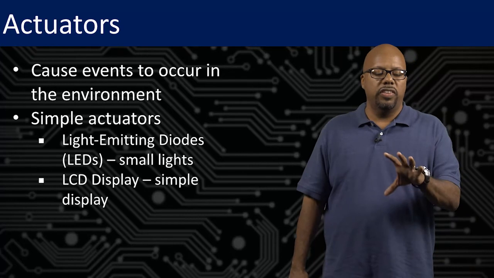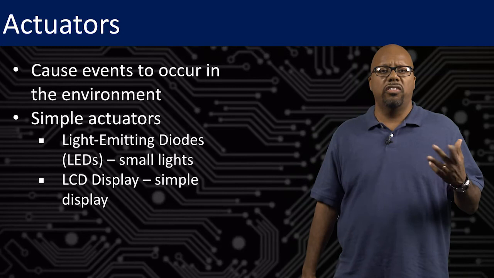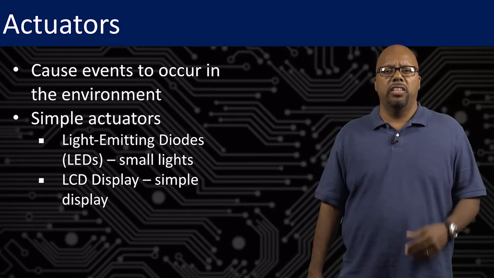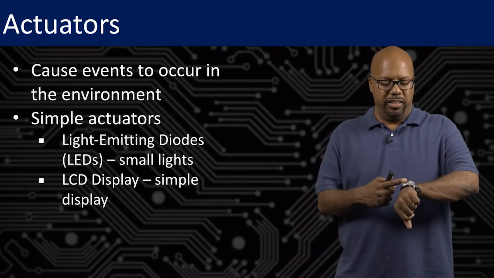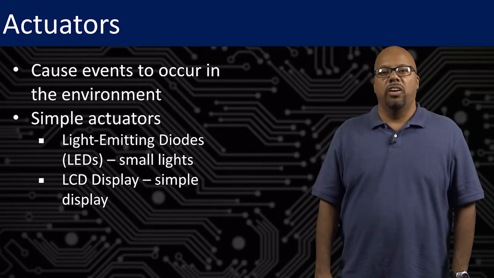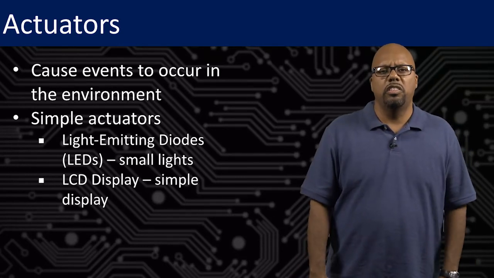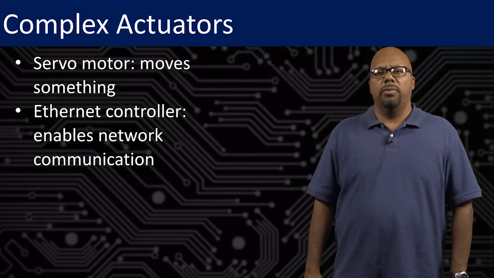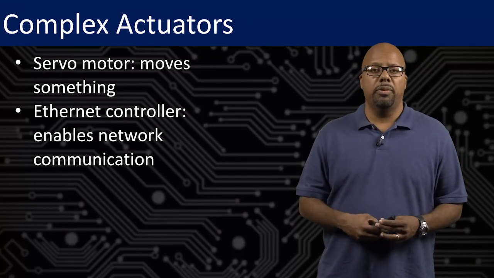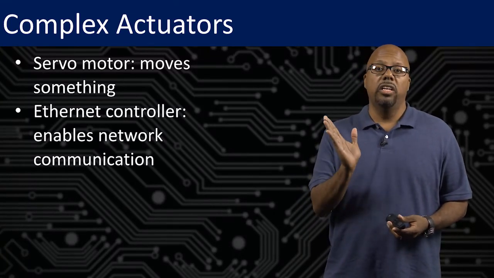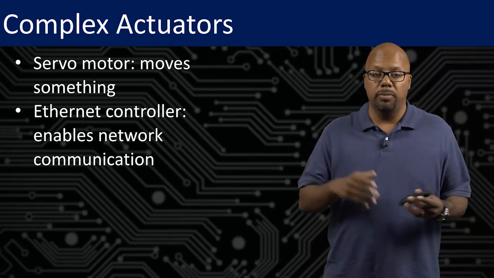Actuators cause events to occur in the environment. There are some simple ones. LEDs, light emitting diodes, turn lights off and on. LCDs, liquid crystal displays, are like what's on my digital watch. You've seen these. They're not backlit, so they're not as bright, but they're low power, and they're useful. You can put numbers on them, something like that. So that's a relatively simple display. You can also have more complicated actuators, like a servo motor. There are DC motors. Servo motors are a little bit more complicated. You can control the precise angle to which the motor turns, which is useful in a lot of cases, like, say, a robot arm or something like that.